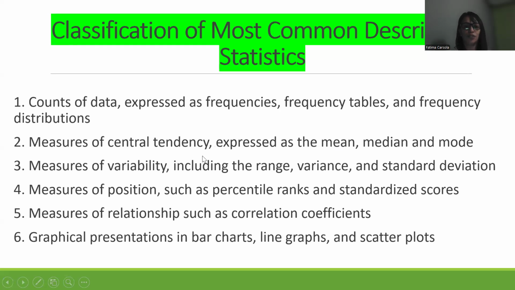Classification of the most common descriptive statistics. You have here counts of data expressed as frequencies, your frequency tables, your frequency distributions. You also have your mean, median, and mode as your measures of central tendency, and you have your measures of variability like your range, variance, and standard deviation, and measures of position, I think percentile ranks and standardized scores. And of course, you have your measures of relationships such as correlation coefficients, and graphical presentations in bar charts, I'm sorry, line graphs and scatter plots.